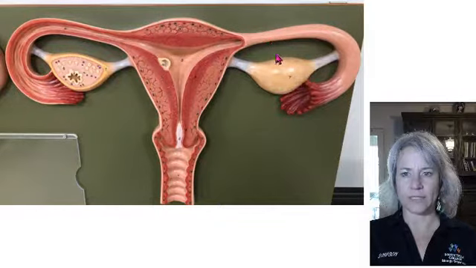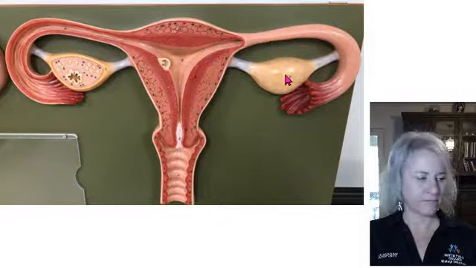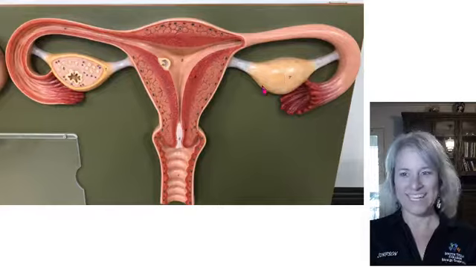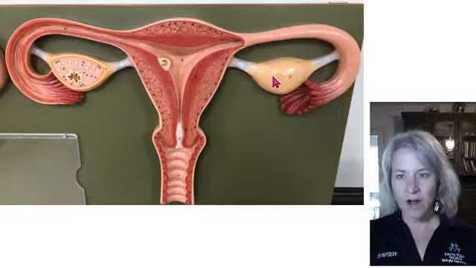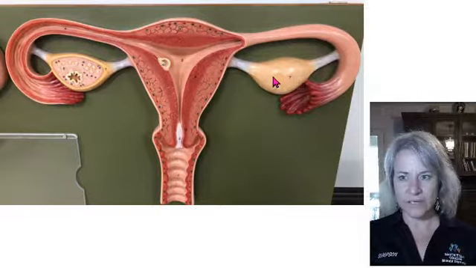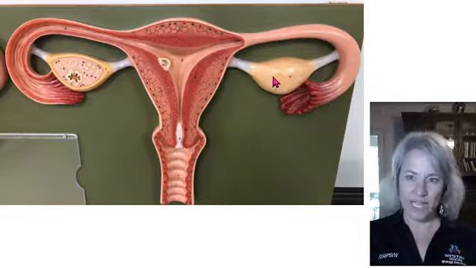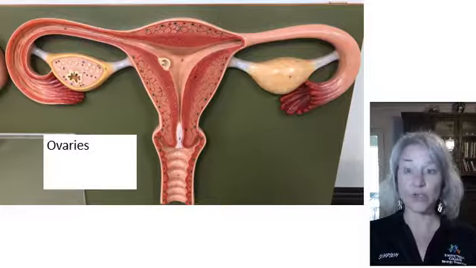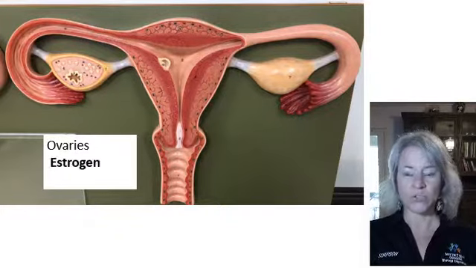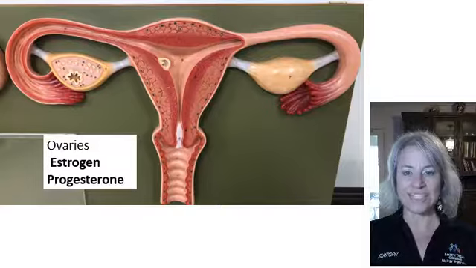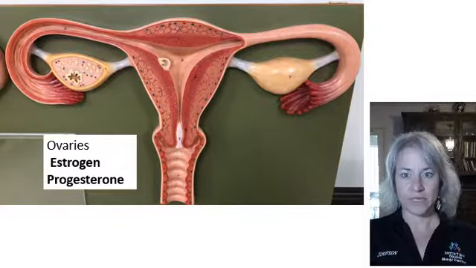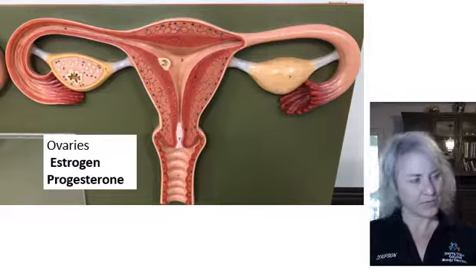Okay, another gland. The ovaries. The ovaries are part of the reproductive system, but they are also an endocrine gland, and they do release two hormones. The two hormones from the ovaries are estrogen and progesterone. And let me tell you what they do.